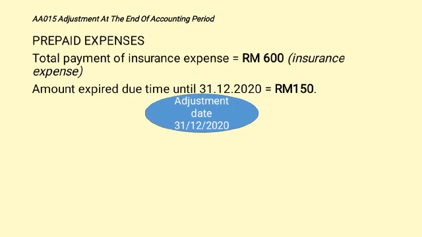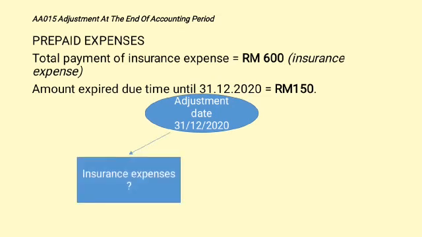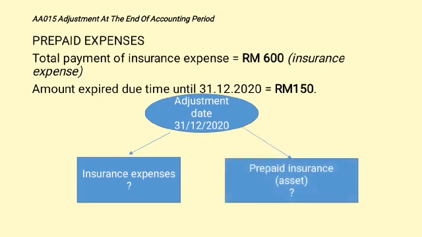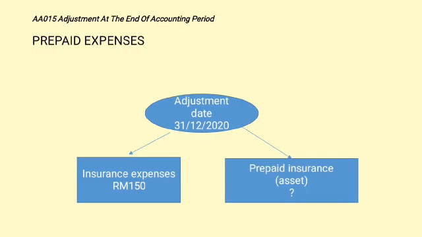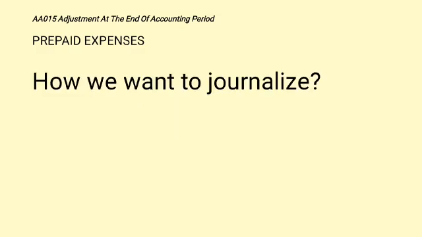By this reason, we need to find how much is the insurance expense and how much is the prepaid insurance for the assets. As we have calculated, the insurance expense should be recorded as RM150, while prepaid insurance is RM450. So now, how do we generalize?